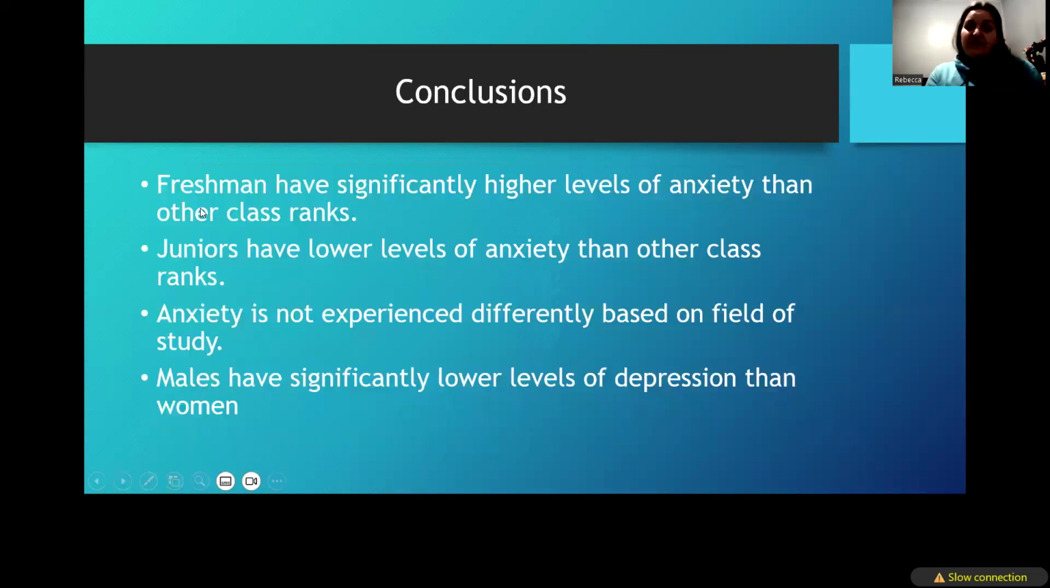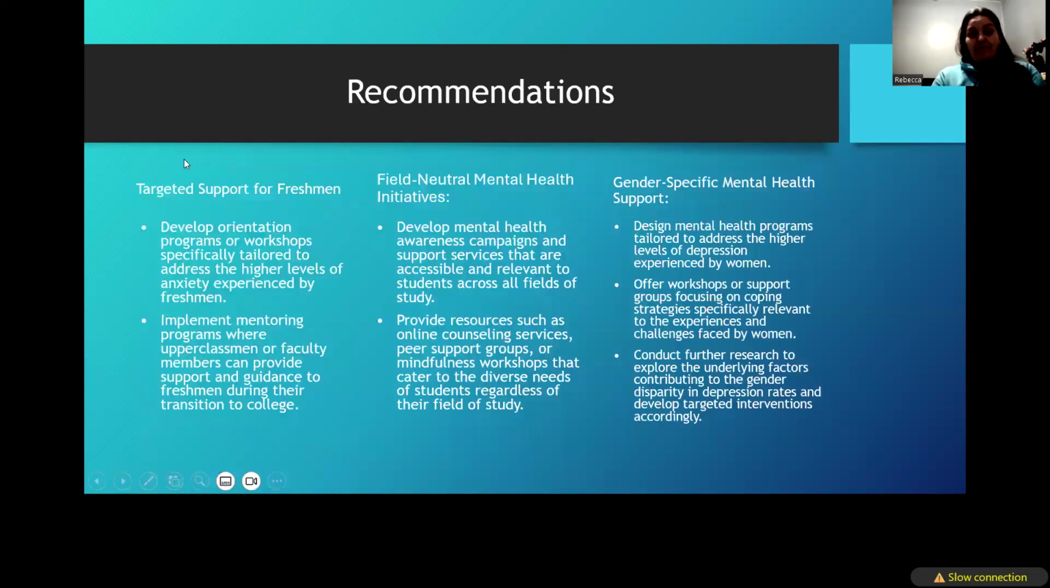So for the conclusions and recommendations, my conclusions are: freshmen have significantly higher levels of anxiety than other class ranks, while juniors have lower levels of anxiety than other class ranks. Anxiety is not experienced differently based on field of study, and males have significantly lower levels of depression than women. For my recommendations, targeted support for freshmen.